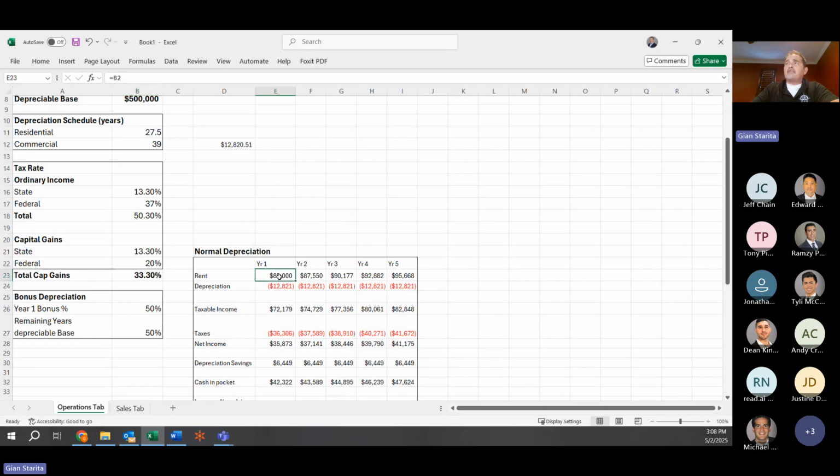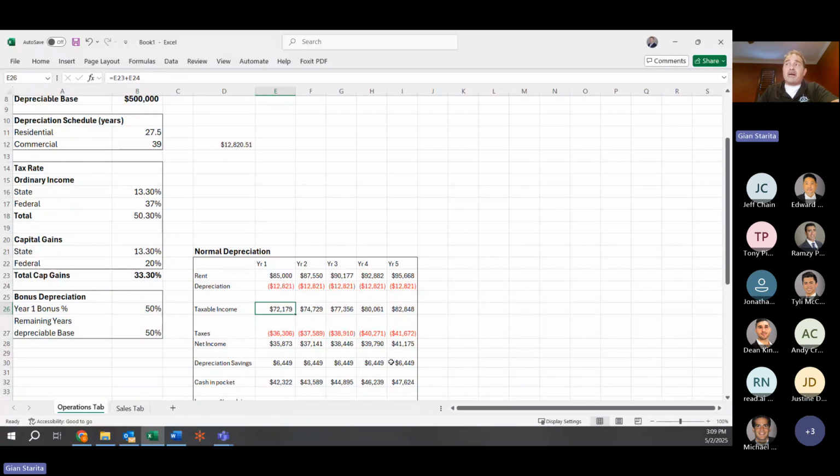So let's go over here. I've got years 1 through 5. I'm going to assume I own it for a full 5 years and then I sell it. So my rent's 85,000 a year. It goes up by 3% a year. So in the last year, I'm at 95,000, which is pretty cool. And then that's my net rent after all of my cash expenses. And then I'm going to take my depreciation expense. So my taxable income is 72,000 and change.